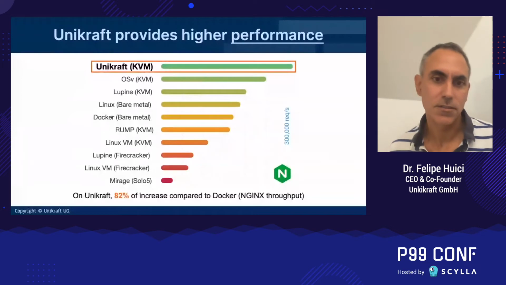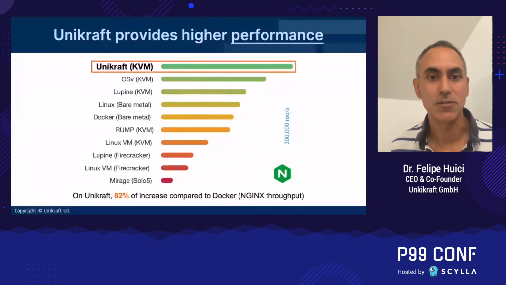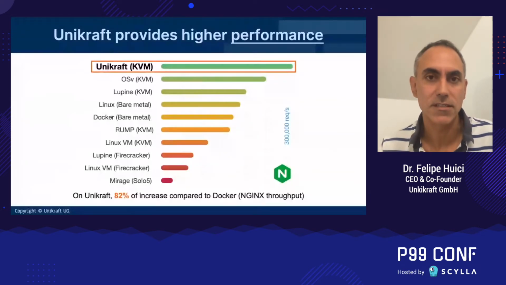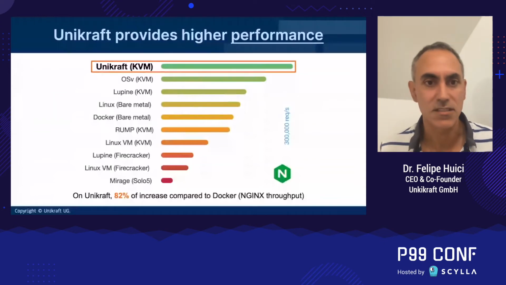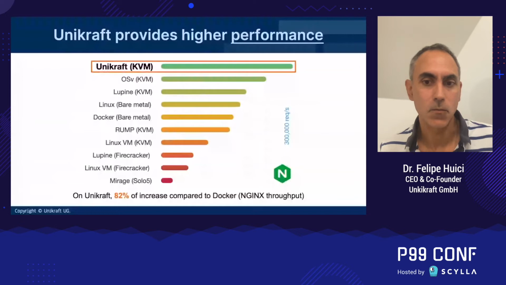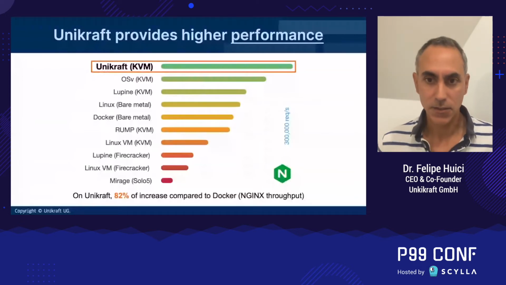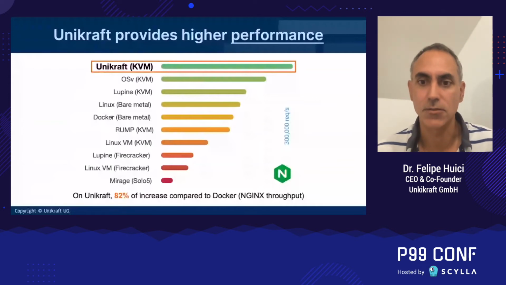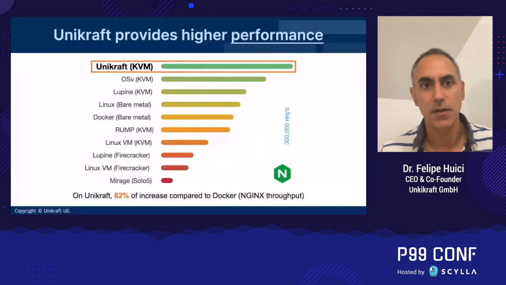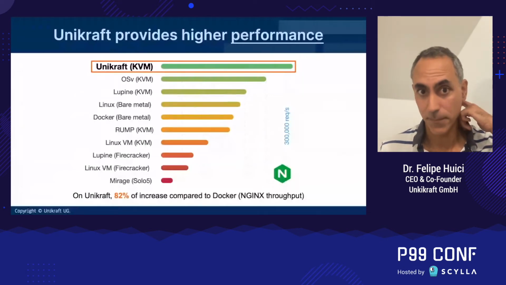So unikernels are supposed to have quite good performance, so we wanted to test the performance of Unikraft against a number of other operating systems. One of the typical KPIs in this case is throughput. So we took an Nginx web server and we started using WRK against it, trying to measure requests per second on a single CPU. So you can see at the very top is Unikraft running on KVM.